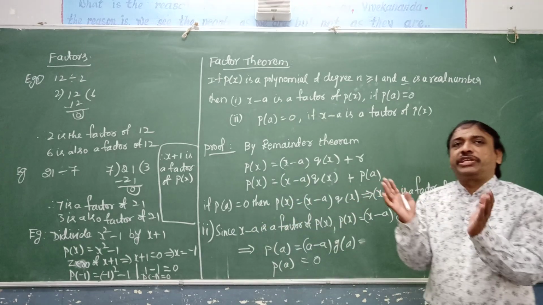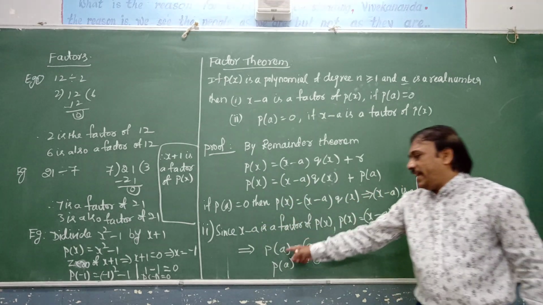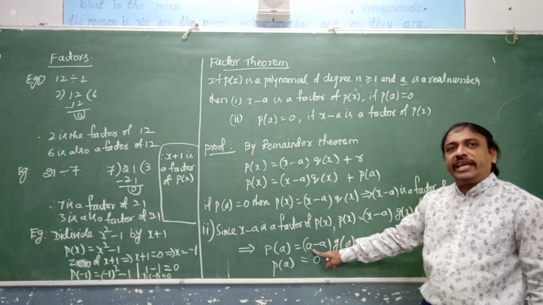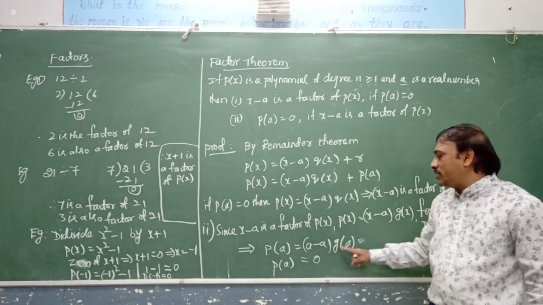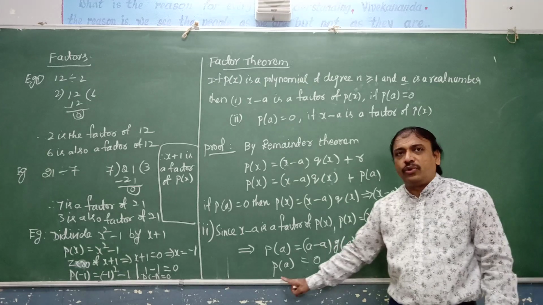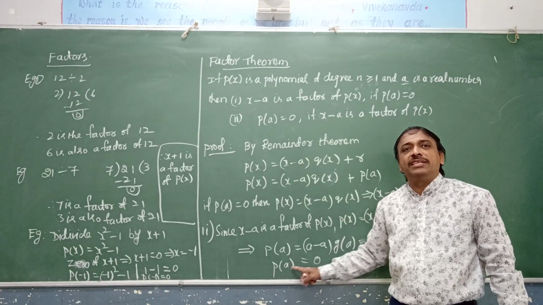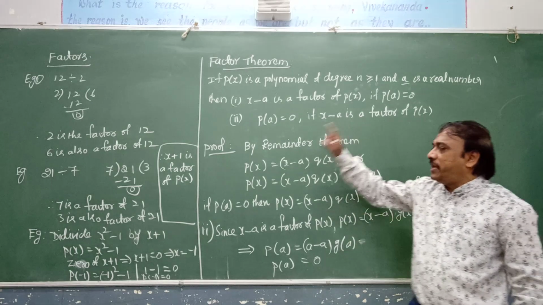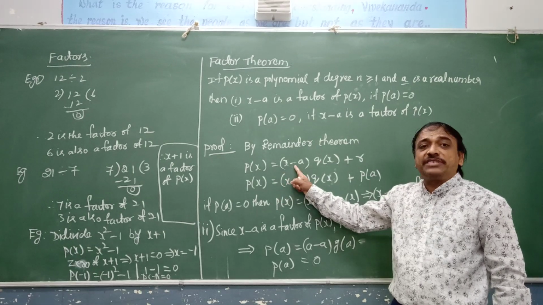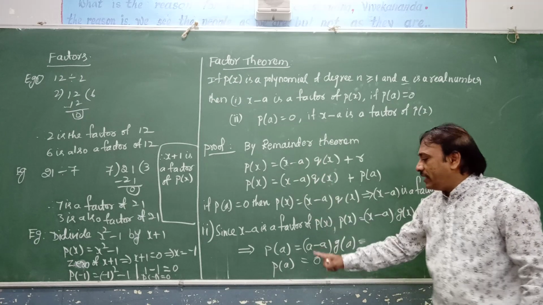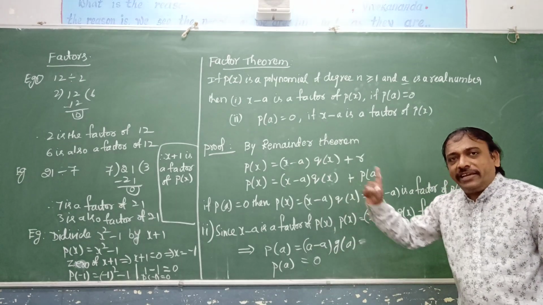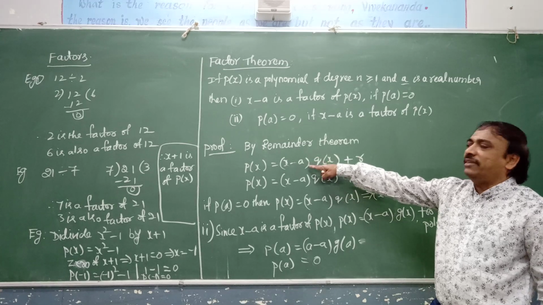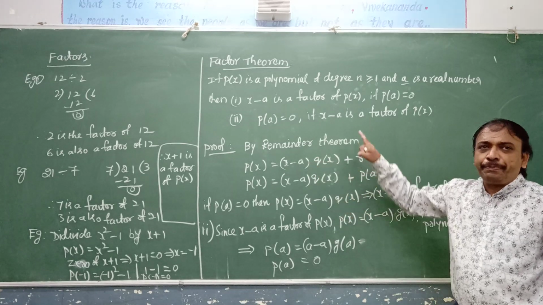That means we are substituting a in place of x. Then p of a is equal to, in place of x if we substitute a, a minus a is equal to 0. 0 into anything is 0. Therefore the remainder p of a is equal to 0. When we are obtaining the remainder as 0, if x minus a is a factor, then we are obtaining remainder 0. If the remainder is 0, p of a equal to 0, then x minus a will be the factor of p of x.